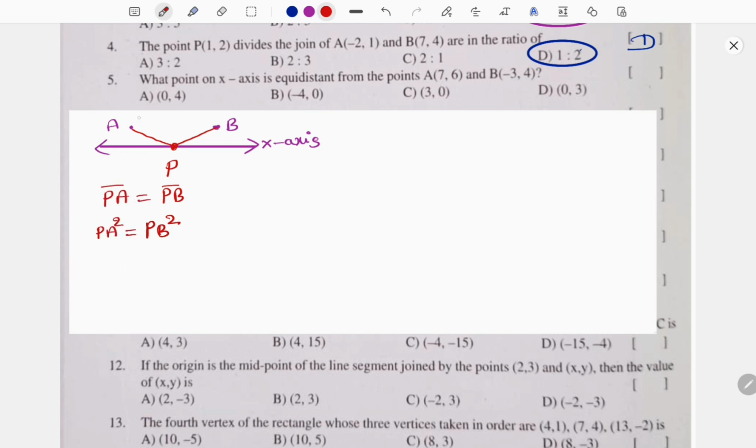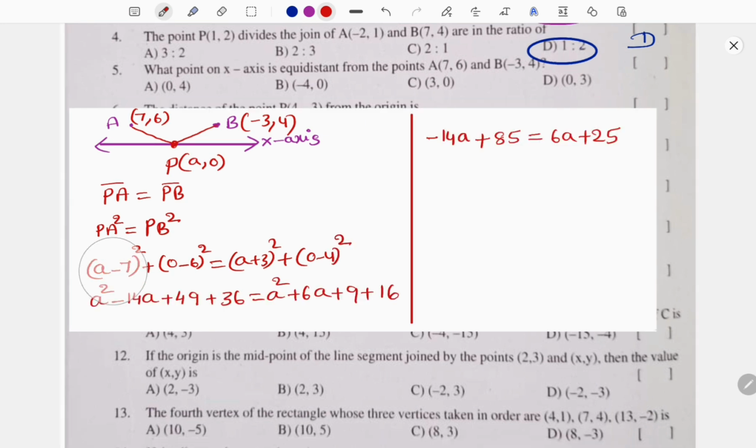Suppose here A point is (7, 6). Here P is a point on the x-axis, so I can take the point as (a, 0). Now what is the distance between these 2 points? Here the square is there, that's why no need to write the root. Directly you can write it: x2 minus x1 means (a minus 7) whole square plus (y2 minus y1), (0 minus 6) whole square is equal to PB square. Here I can take B point as (-3, 4). Means x2 minus x1, here it is minus 3, so (a plus 3) whole square plus (0 minus 4) whole square.